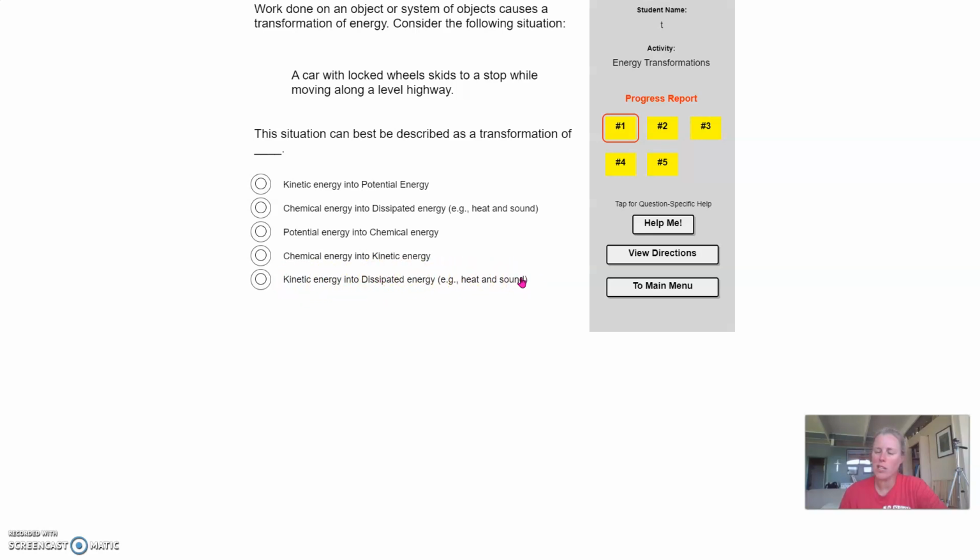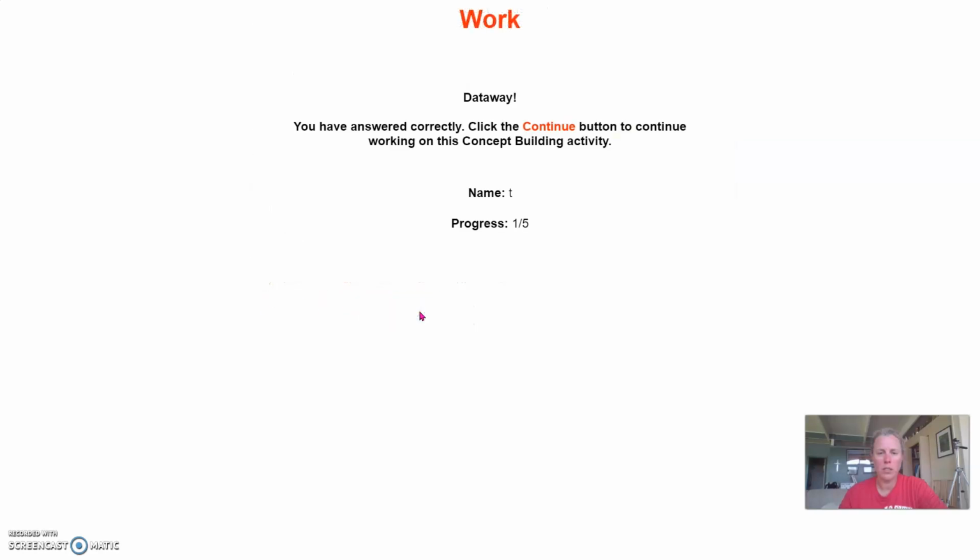So what happens when your tires lock up, right? They get hot, they melt those tires, they provide those skid marks, and also a screech. Kinetic into dissipated energy, and that makes sense because my energy is not being conserved. I'm going from high kinetic energy to low kinetic energy, meaning energy must be transformed. Where's it going? It's transforming into heat and sound or dissipated energy. Okay, check answer. We're good to go.